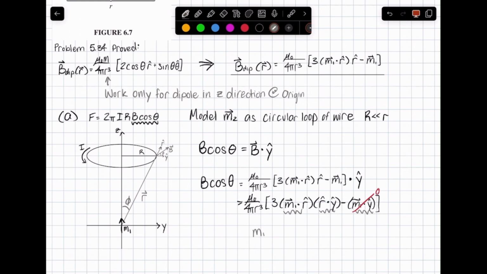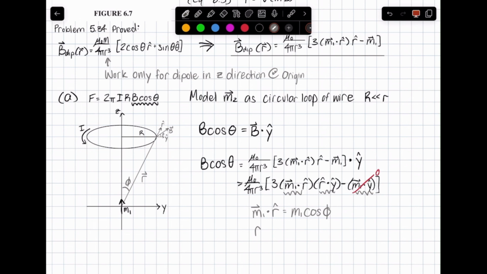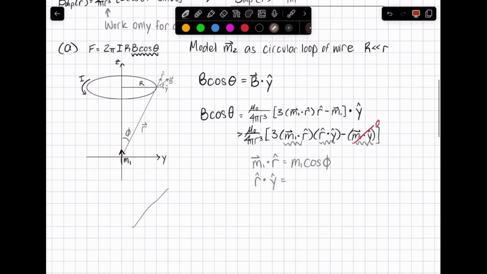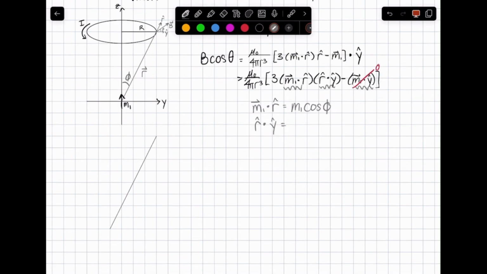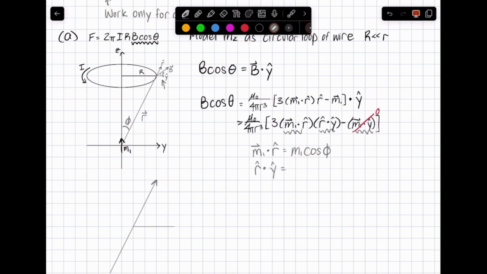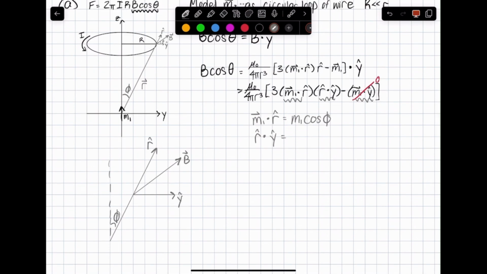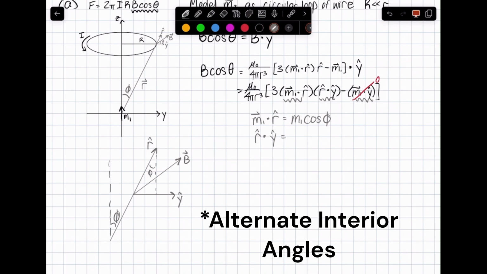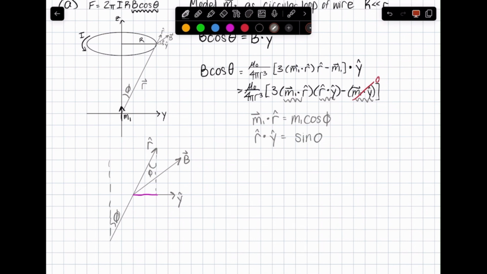Now let's look at M1 dotted with r hat. The definition of phi helps solve this dot product. We have the magnitude of these two vectors multiplied together, so there'll be 1 for the r hat, but I'm just going to omit that, and then the cosine of the angle between them, which is phi. Next we have r hat dot y hat. This one is a little tricky, but if I scale up the geometry and focus on what's going on in the top right, we can use vertical angles and say that this is also equal to phi. The goal is to find this piece, and this piece can be defined as sine of phi.